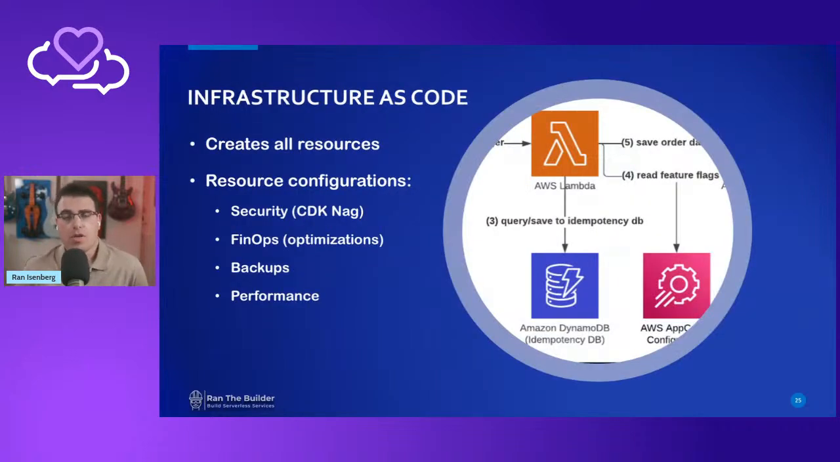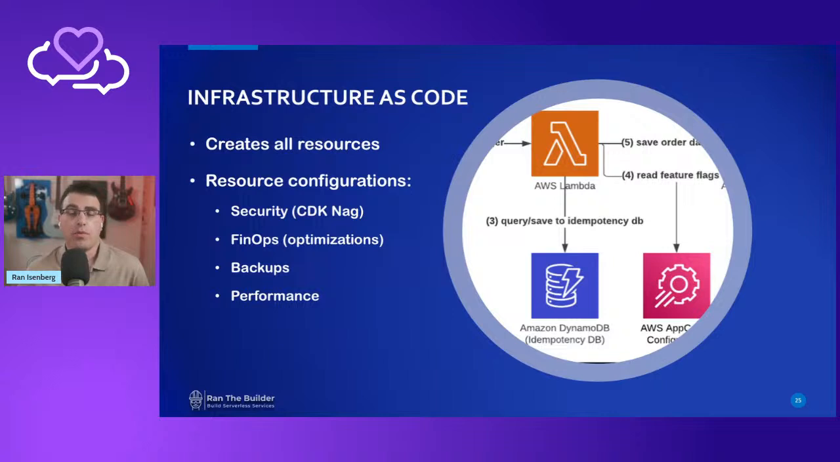Now, as for the infrastructure as code part, obviously it creates all the resources, but it also has very important configurations. So I've added security to the cookbook in the form of CDK NAG, which is an open source tool that basically, before you deploy your code, CDK synthesizes the code to a CloudFormation template, and then you can run checks on the template itself to make sure that you're not deploying something that has some security risk to the cloud. So it stops you from making mistakes in production. So I've added this utility automatically to the CDK code.